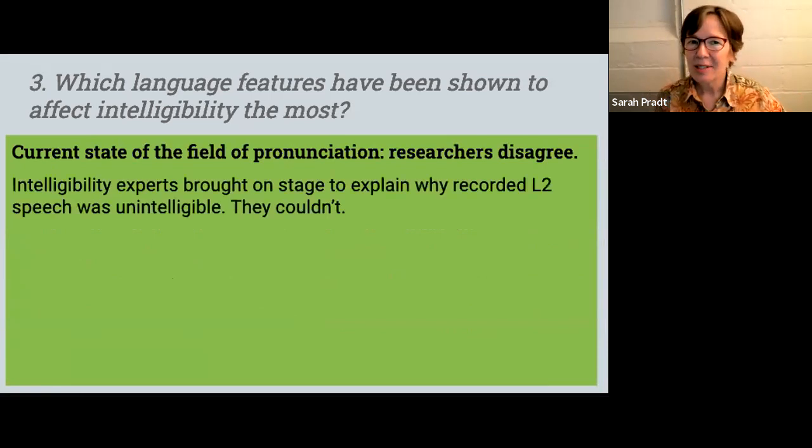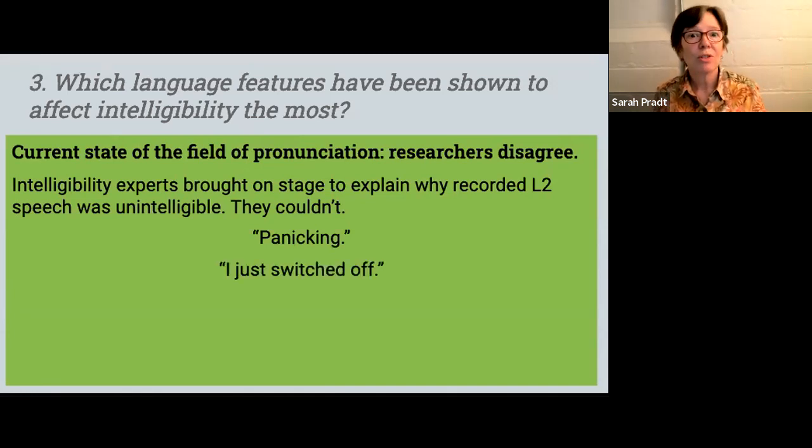And there was a conference in the 2010s at some point where intelligibility experts were brought on the stage to listen to a recording of non-native speech and explain precisely why that was unintelligible. It was already deemed unintelligible. They could not. They were up there on the stage, and then they reflected later, and among the things they said were, I was panicking, or I just switched off. They could not identify what the issues were that were keeping them from understanding what these two recordings were saying.